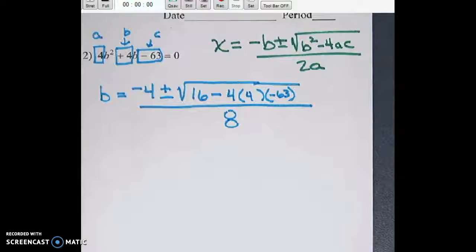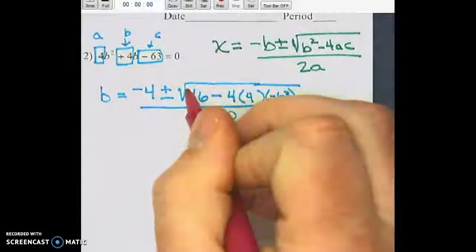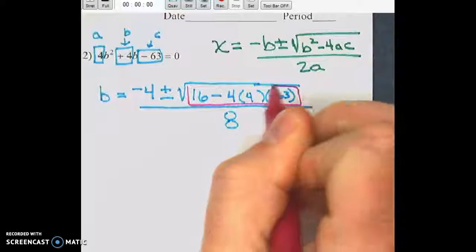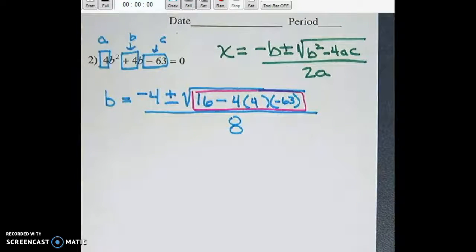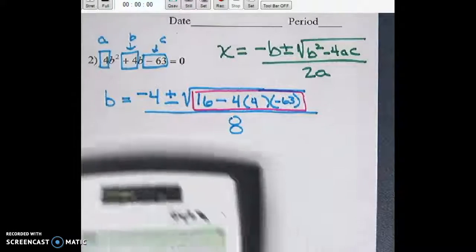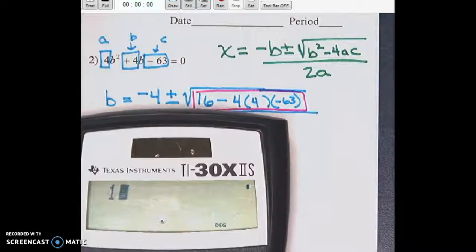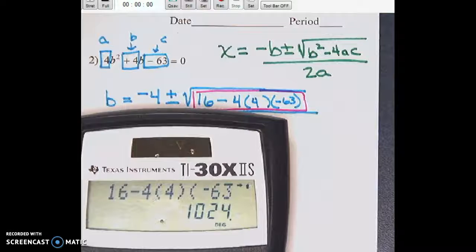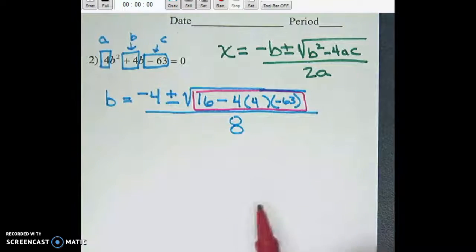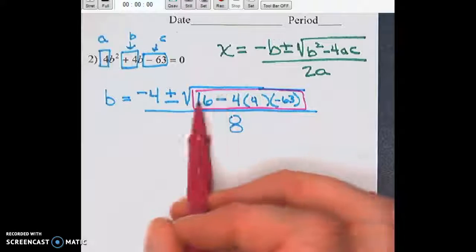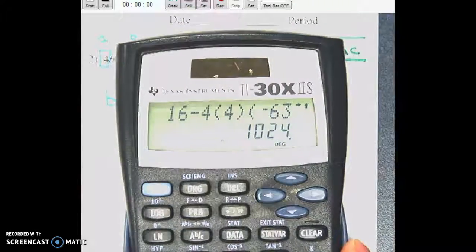The first thing that we'd want to plug into our calculator, at least the easiest way to do it, I think, is just what's inside the square root. So we're going to type in that 16 minus 4. If you want to use parentheses for multiplication, you can, or you could use the times symbol. Times 4 times negative 63. And we're going to hit enter. Inside the square root, there's going to be 1,024. Again, don't be scared if you get really big numbers. So inside the square root now, we're going to put 1,024.